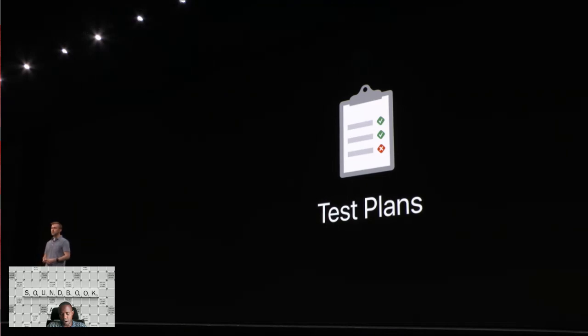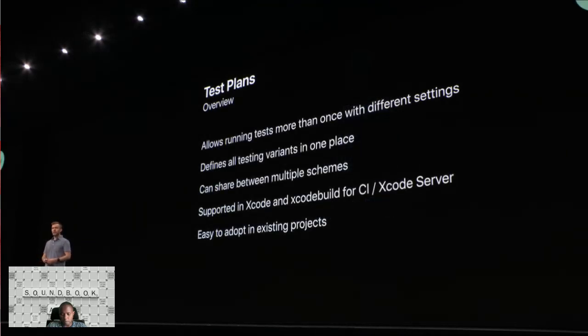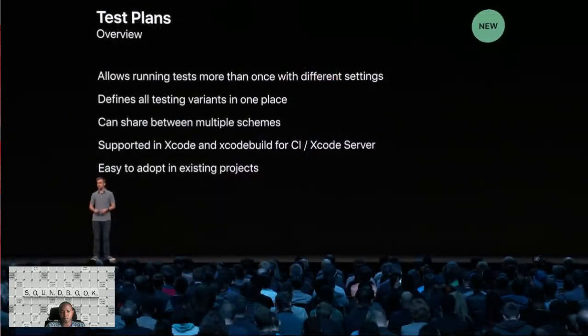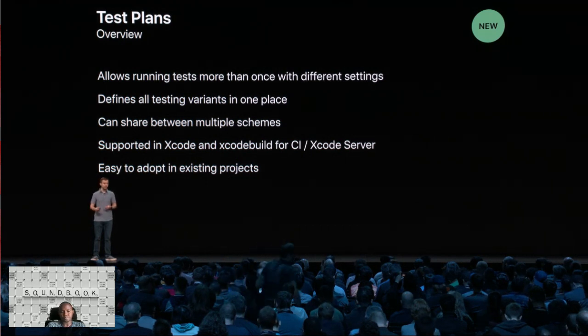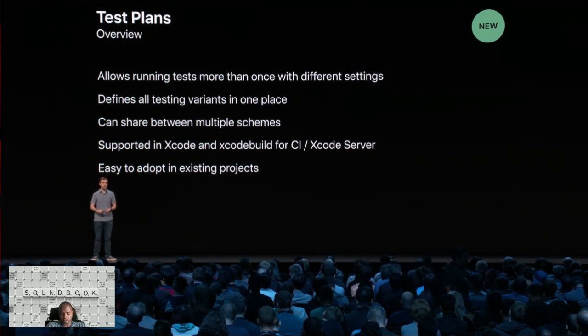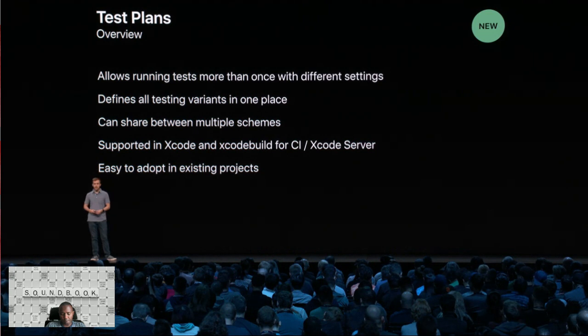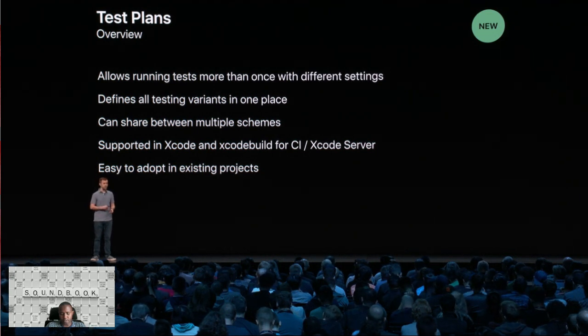And for that, we're introducing a new feature in Xcode 11 called test plans. So test plans allows running your tests more than once with different settings. Using a test plan, you can define all your testing variants in one place, and then you can share that between multiple schemes. Now, if you've previously duplicated your schemes just so that you can run your tests more than once, you might be able to undo that and consolidate your schemes back down to just one using a test plan.